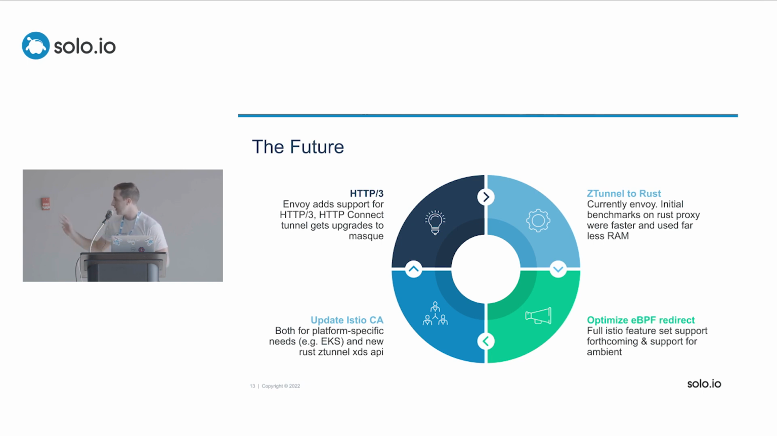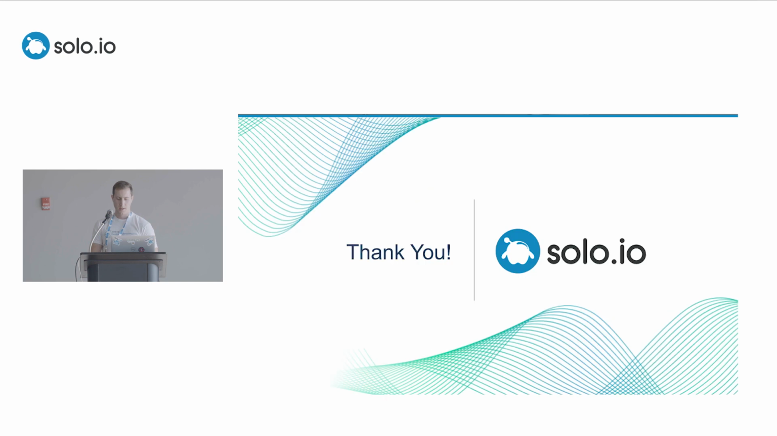Yes, updating the Istio CA. So platform-specific needs. I already mentioned a little bit about some of the certificate management in Istio today. So platform updates for things like EKS, but also that new XDS Z-Tunnel API. And then last, optimizing eBPF redirect. Most of the Ambient iterations today are making use of iptables. There's some groundwork being done on eBPF, but those redirect rules are different, so those rules need to be fleshed out. And I think I've covered everything.